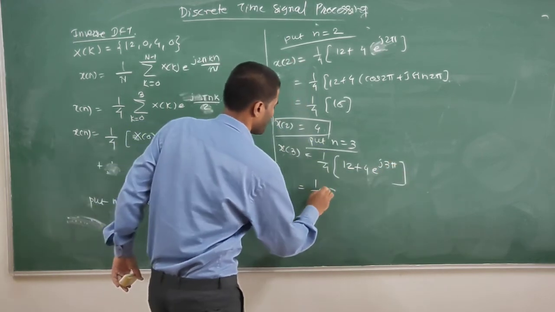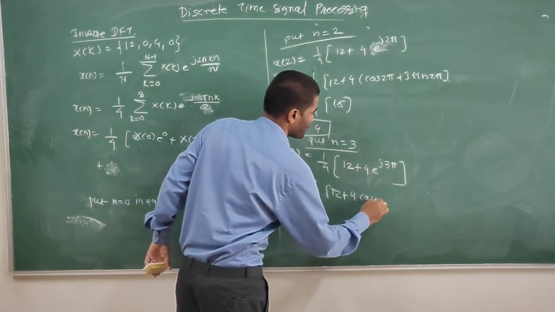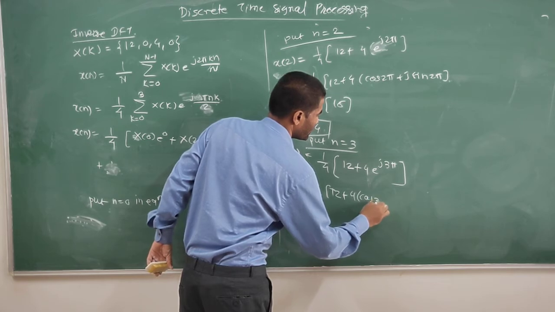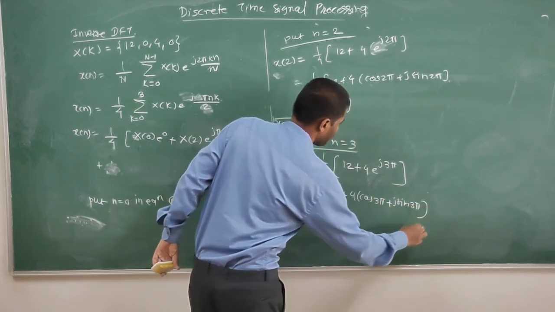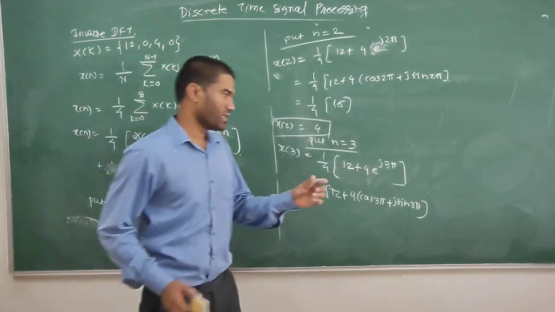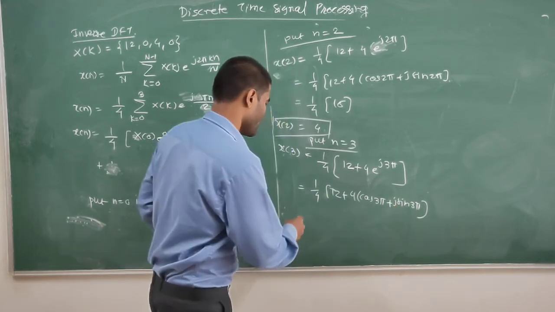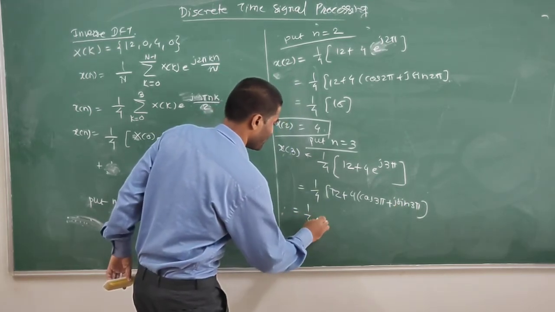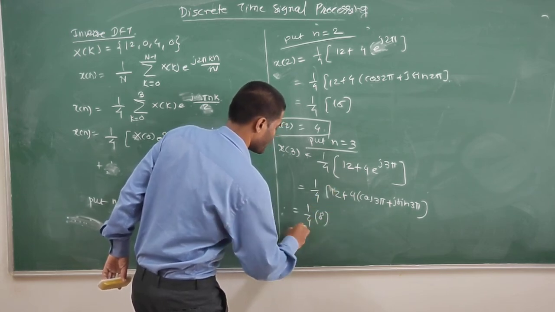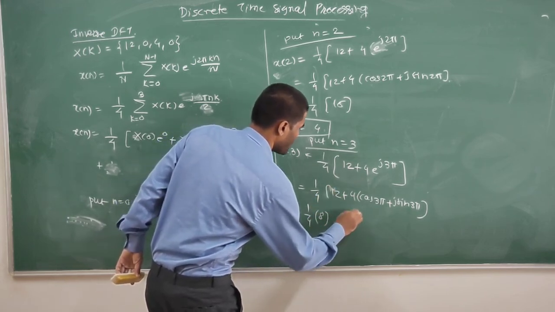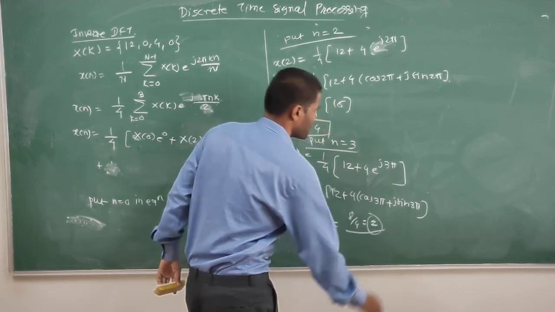So that is nothing but 1 by 4, 12 plus 4 cos 3 pi plus j sin 3 pi. So use the calculator, radian mode, find out the value of cos 3 pi and sin 3 pi. So this is nothing but 1 by 4 into 8. So this is equal to 8 by 4 is equal to 2. So its answer is 2.